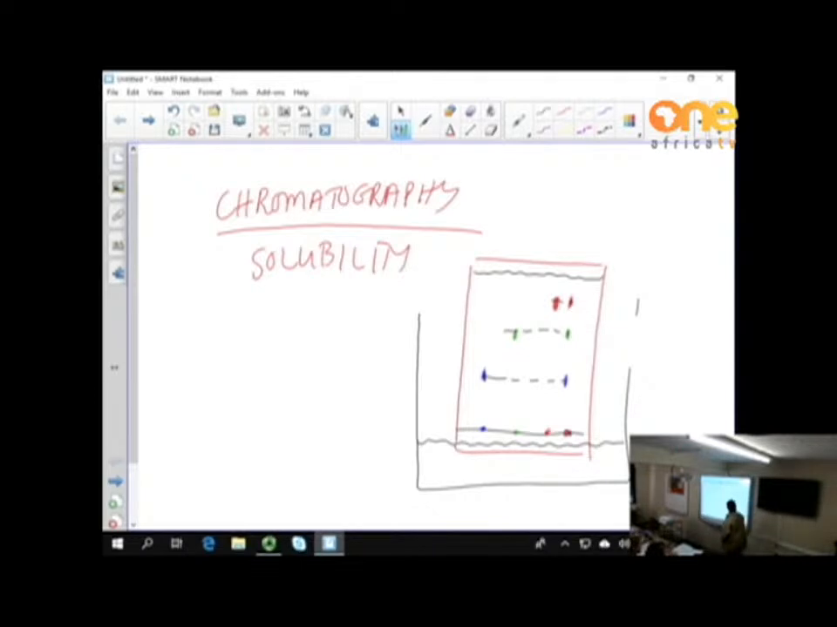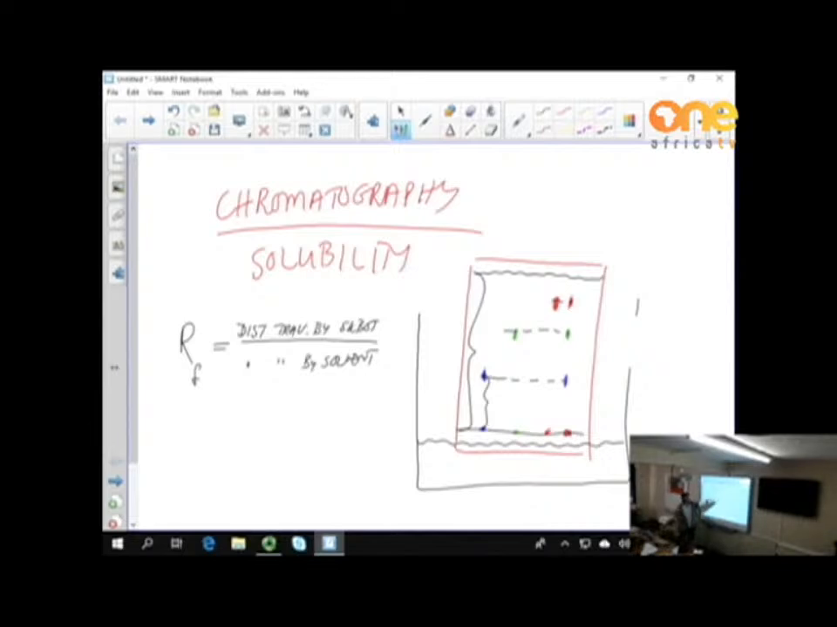All right. Now, we can work out a mathematical value. We talk about an RF value. Now, the RF value is the distance traveled by the substance, divided by the distance traveled by the solvent. Distance traveled by substance, okay, divided by distance traveled by solvent.